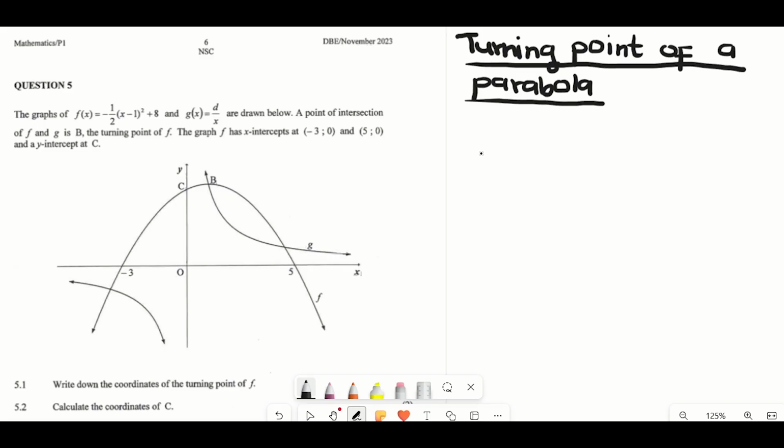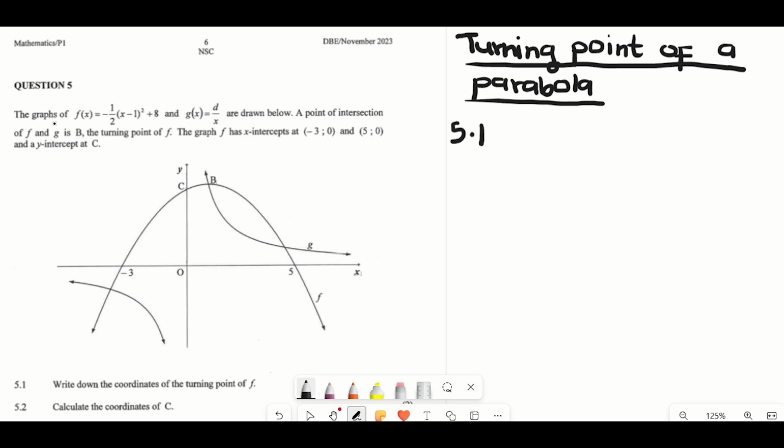Let's look at this question from November 2023 NSC, question 5, paper 1. We'll be answering question 5.1, which says, write down the coordinates of the turning point. Now, just by looking at graph f, we can tell that B is the turning point, because B is the maximum point on the graph. But like I said, it's always good to read the information you've been given.